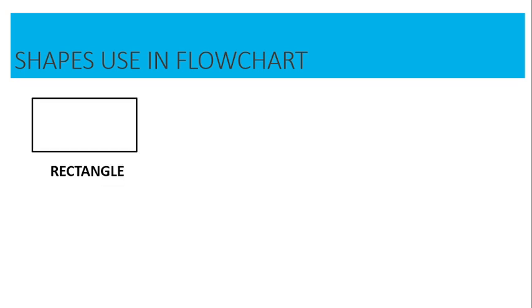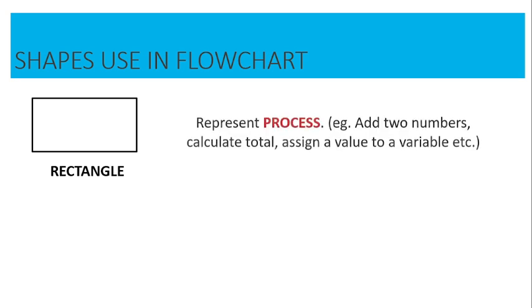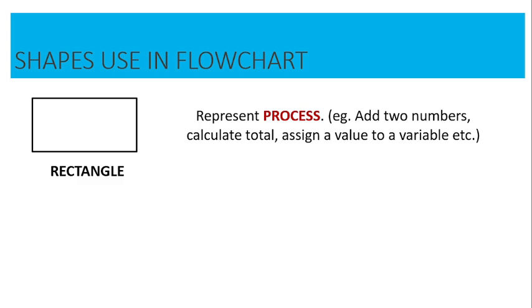The next shape you see under flowchart is a rectangle. The rectangle represents a process. A process is where you perform an operation, for example, you add two numbers. Once you take input from the user, you perform an operation on that particular input. Example, adding numbers, where you calculate the total.